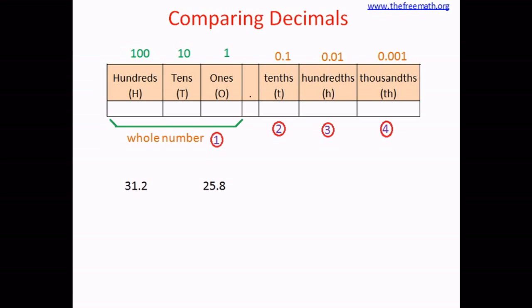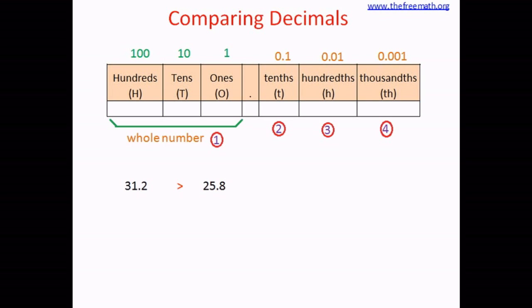The first one is 31.2 and 25.8. Now in this case, the whole number parts are not the same. We know that 31 is bigger than 25. Therefore, the first decimal is bigger than the second one.